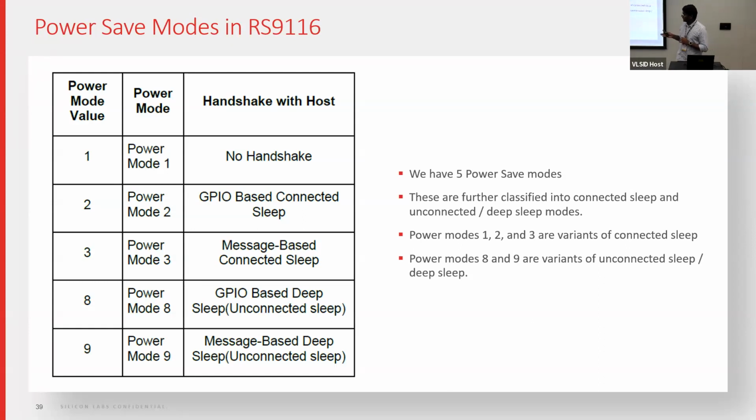Power modes 8 and 9 can be used whenever the module disconnects from the access point. So if you are going out of the vicinity of the access point, then these two power modes can be used. In power mode 2 and power mode 8, we will use the GPIO based handshake. In power mode 3 and 9, we will use the message based handshake. As I mentioned, there are 5 power modes, classified into connected and unconnected sleeps.